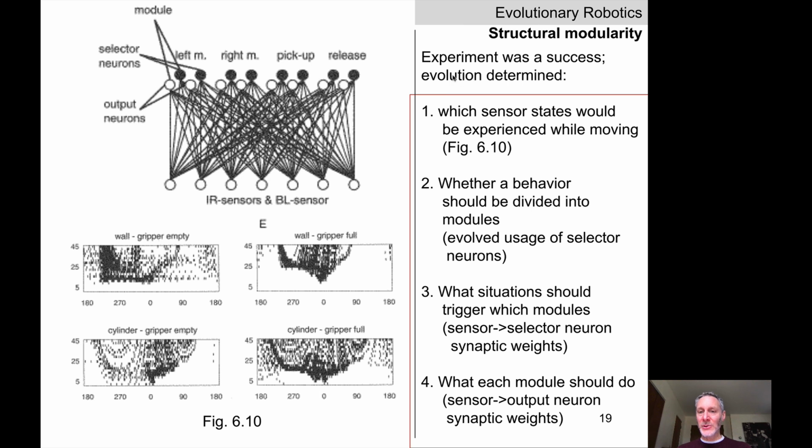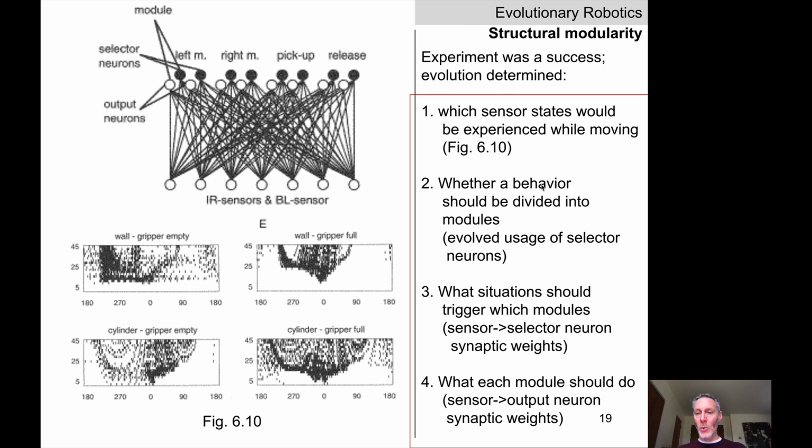So what the evolutionary algorithm determined, or what it sort of coded into the brain of the robot, were actually 4 different things. First of all, the evolved controllers determined which sensor states would be experienced by the robot while moving, and that's the figure that we just saw. This particular evolved controller only allows the robot to see these situations. A different evolved controller allows the same robot to see or experience a different subset of all possible experiences.